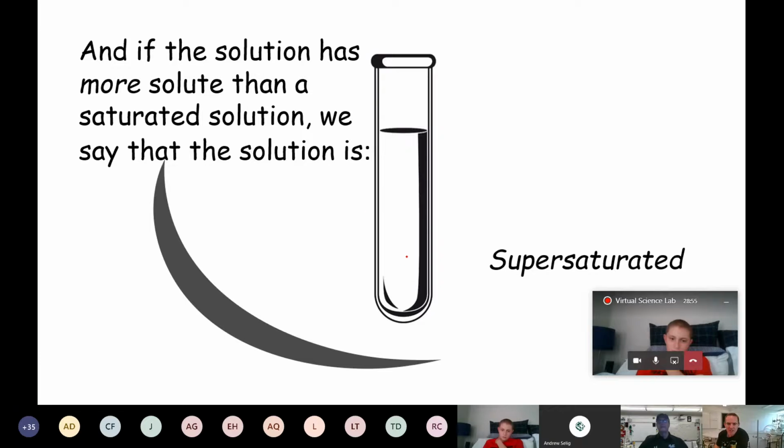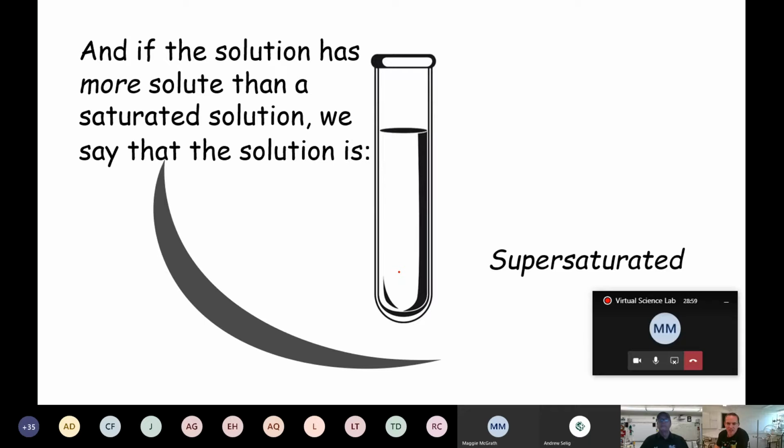Okay, and so that means it's more than full. So it's a supersaturated solution, but thanks for your guess. Now, what would that look like here? I'm going to show it to you for real in a second. We might think, well, maybe there'd be lots of particles in here. But as it turns out, a supersaturated solution looks the same as an unsaturated solution.